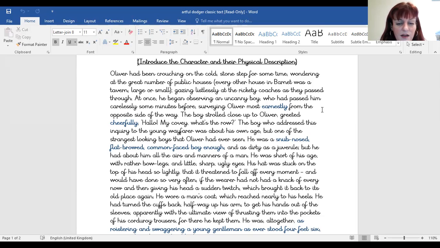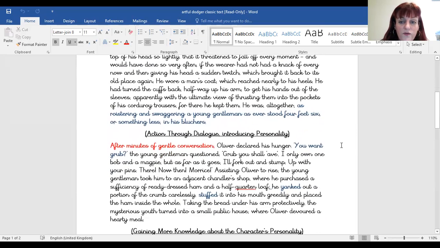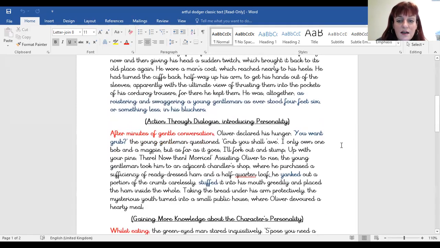He wore a man's coat which reached nearly to his heels. He turned the cuffs back halfway up his arm to get his hands out of the sleeves, apparently with the ultimate view of thrusting them into the pockets of his corduroy trousers, for there he kept them. He was altogether as roistering and swaggering as a young gentleman as ever stood 4'6", or something less, in his bluchers. After minutes of gentle conversation, Oliver declared his hunger.